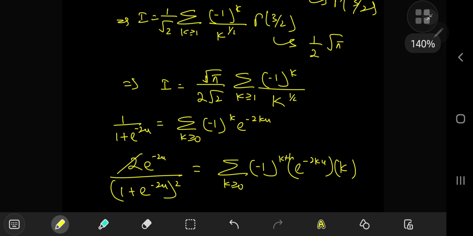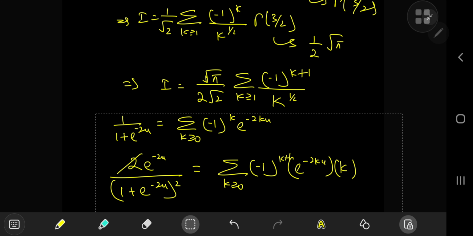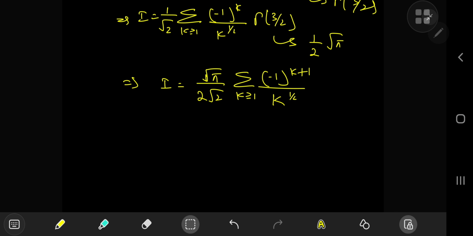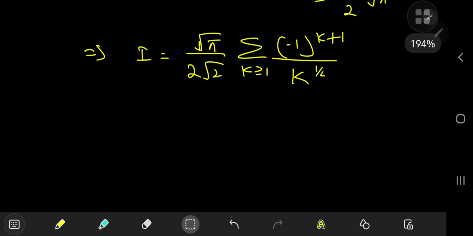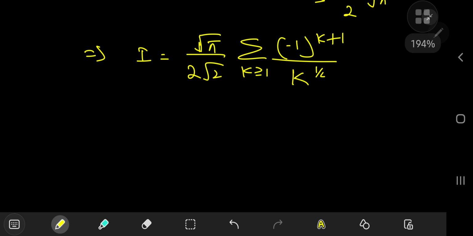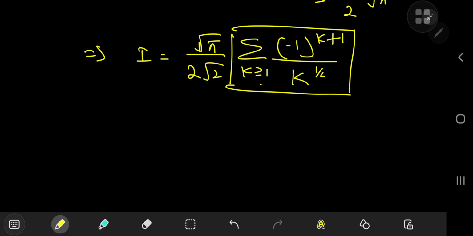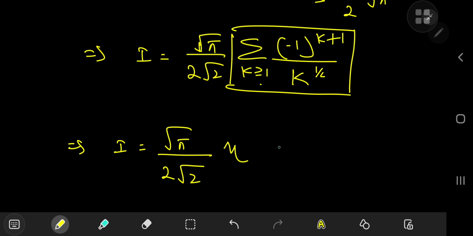So all I have to do is replace this k with a k plus 1, and now I have to give myself some writing space, and I have this really nice result that I can express in terms of the Dirichlet eta function. So we can write I as the square root of pi divided by 2 times the square root of 2 times the Dirichlet eta function evaluated at 1/2, which itself is a very beautiful result. I mean, I like this. I really do like this.